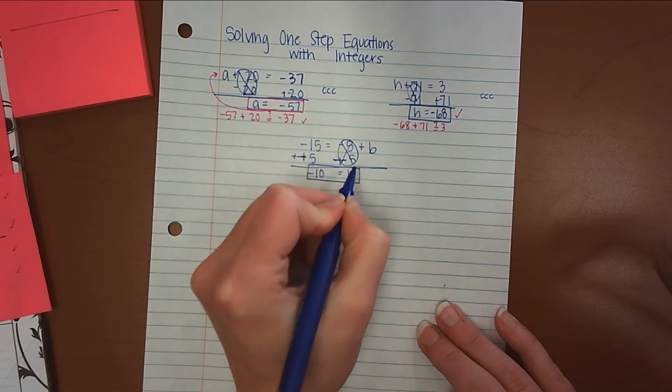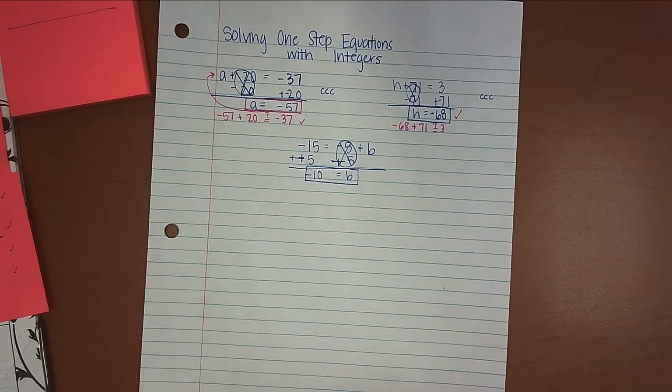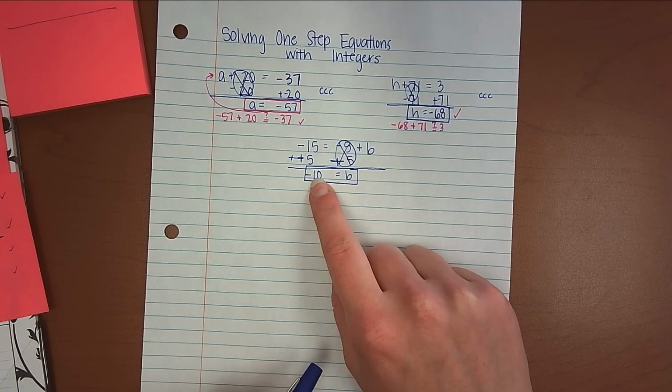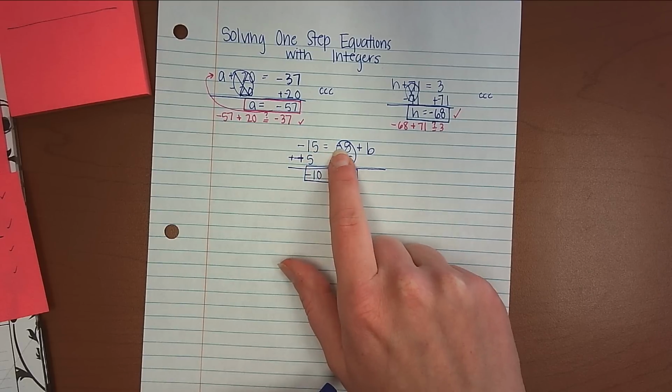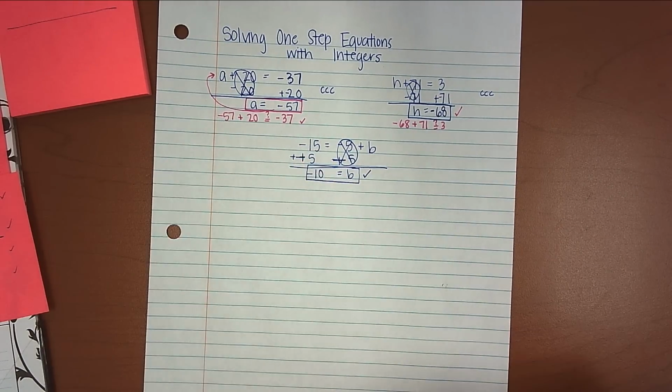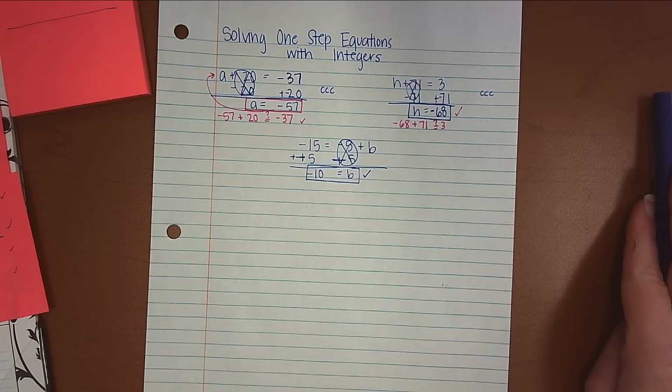Again, we can do a check either on our paper or in our heads. If we come back up here, we've got negative 5 plus negative 10. Same signs, add and keep. 10 plus 5 is 15. They're both negative, so negative 15 checks. And I can do a check in my head just like I can do a check on my paper.